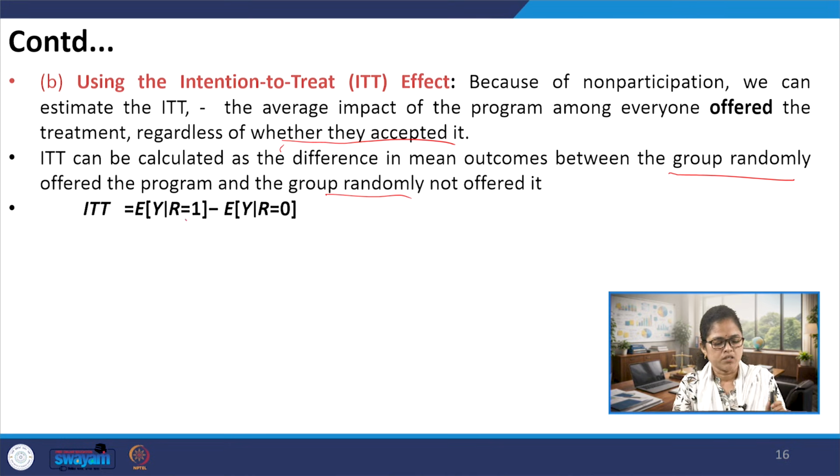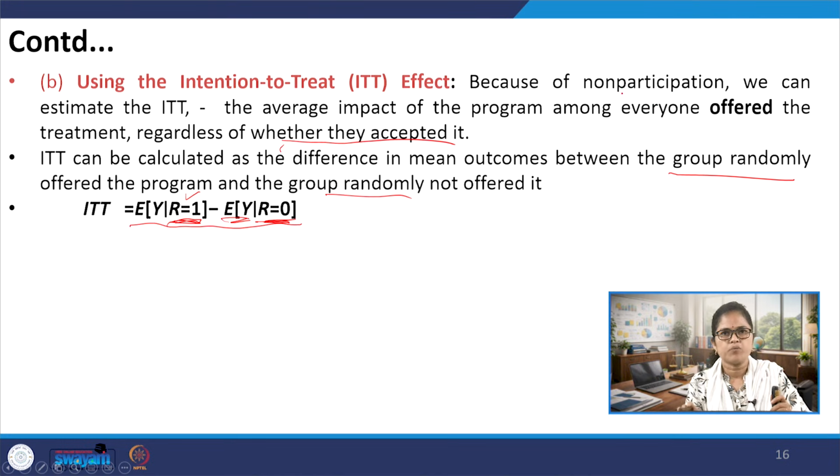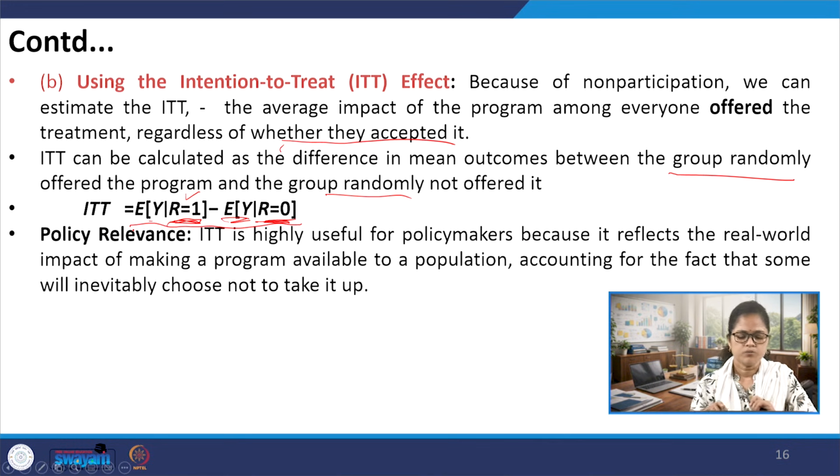So ITT is equal to what? The expectation of the outcomes where the program is randomly offered, minus the expectation of the outcomes of the group where the program is not offered. If there is full participation, or 100% participation, that is termed as your average treatment effect. But since there is not 100% participation, that means a non-participation case is there, so this difference is known as the intention to treat.